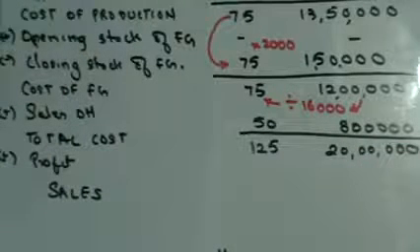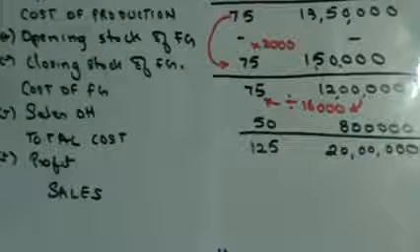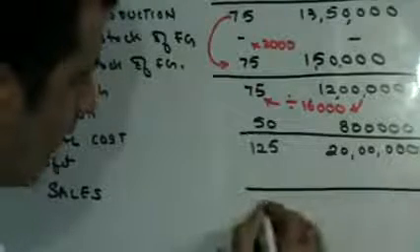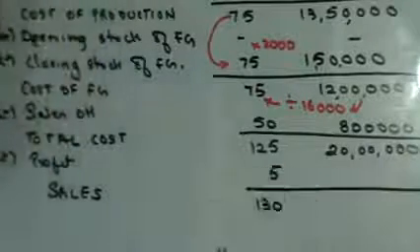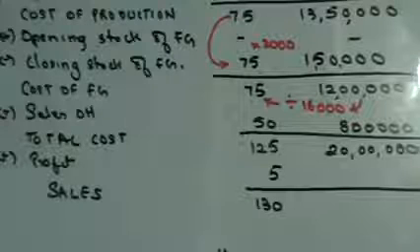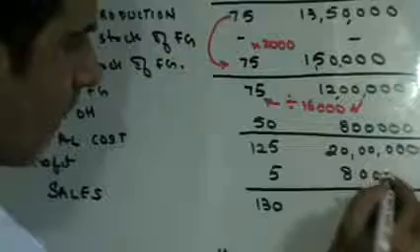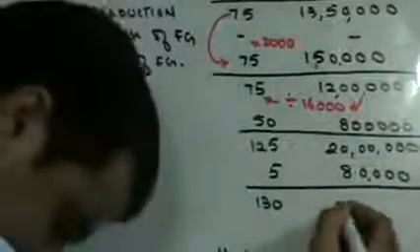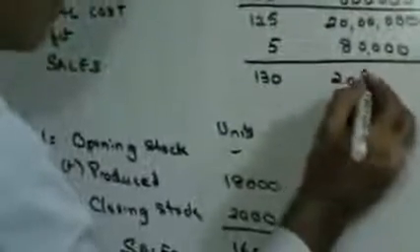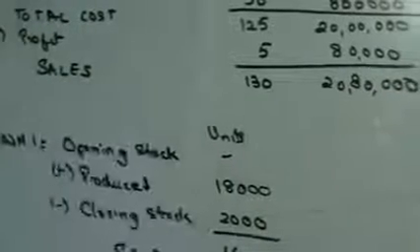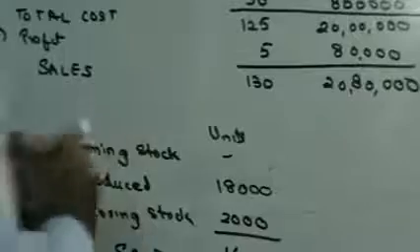Right? Sales. Sales is given to you as 130 per kg. That means profit is 5 rupees per kg. 5 into 16,000. So that is going to be 80,000. So this is going to be 20 lakh 80,000. So you finished making the cost sheet. The next thing that you need to make is the P&L account, right? The financial statement. Let's make P&L account.